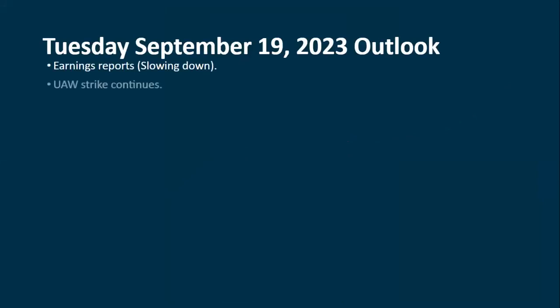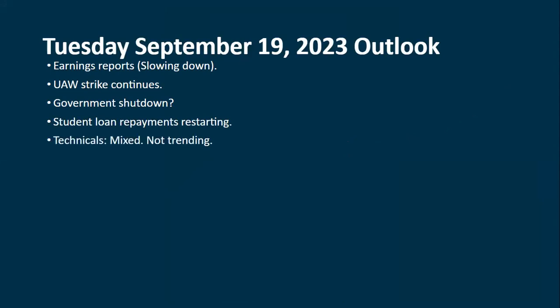We still are dealing with earnings reports. The United Auto Workers strike is still continuing. We're wondering, is there going to be some kind of a government shutdown? That's a political tactic that's being played right now. And then the student loan repayments are supposed to be restarting here pretty soon. The technicals, we're mixed overall, but we're turning more negative and we're not trending. In fact, on the next charts, I say we're turning negative.